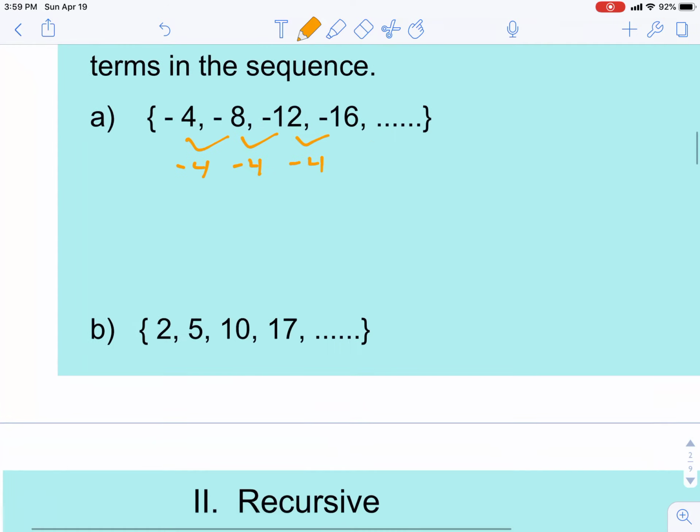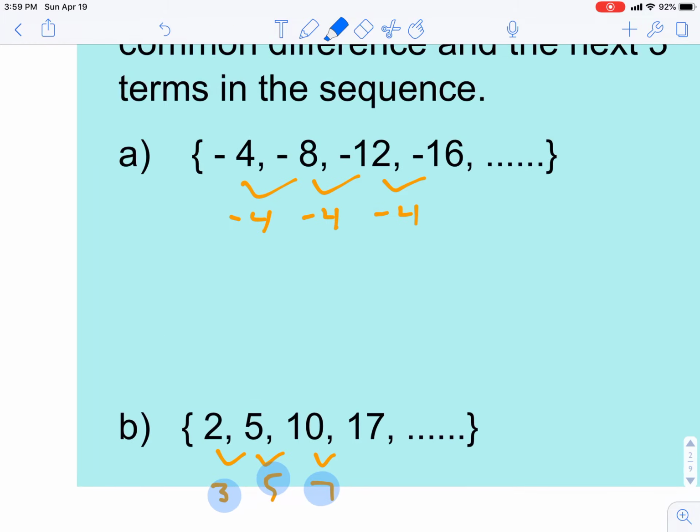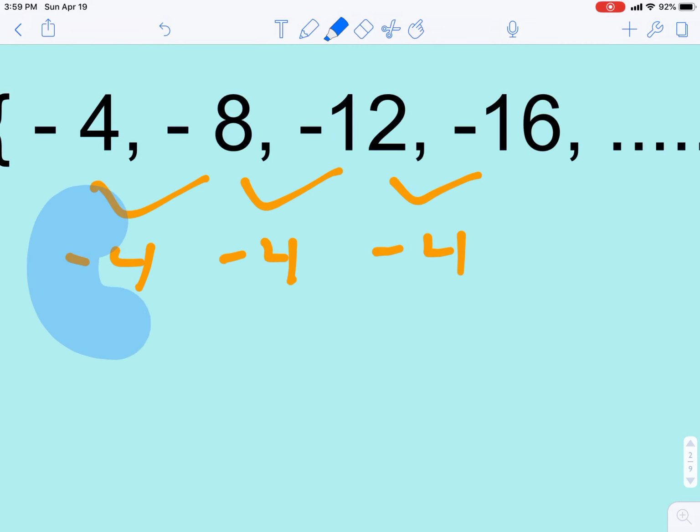All right, we go down to number 2. That's 3. That's 5. That's 7. Though you could tell me the next term, right? It goes 3, 5, 7, then it's going to be adding 9, then 11. We see that pattern. However, it's not going up by a constant number, right? The number is always changing, so B is not arithmetic. A is, right? So now we have to identify the common difference. Done. Common difference is 4.